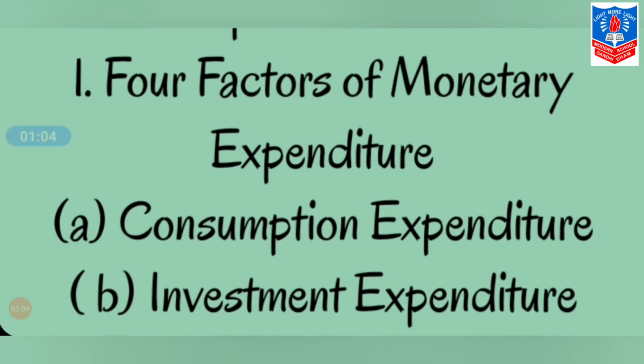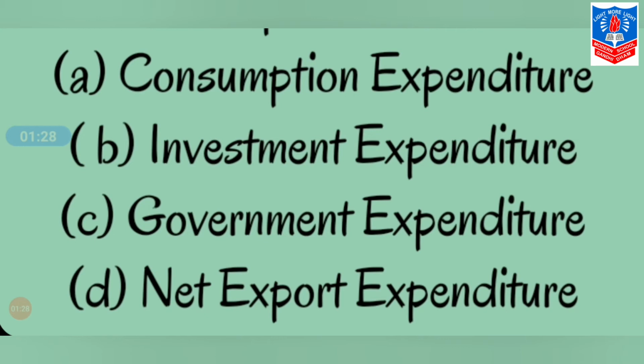Second, investment expenditure. It is the expenditure incurred on building a factory, plant, machinery and necessary goods and equipment for running a business or profession, etc. This is known as investment expenditure. Third, government expenditure. It refers to the expenditure incurred by the government on various administrative services like defense, law and order, education, etc.